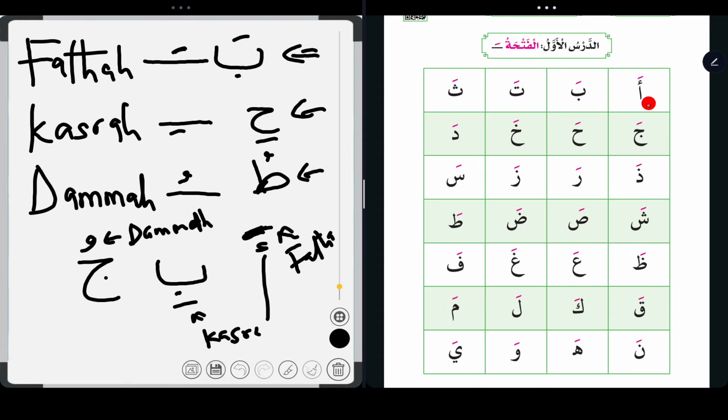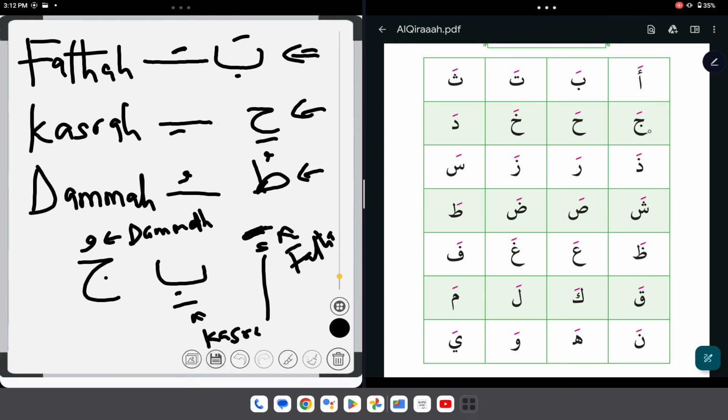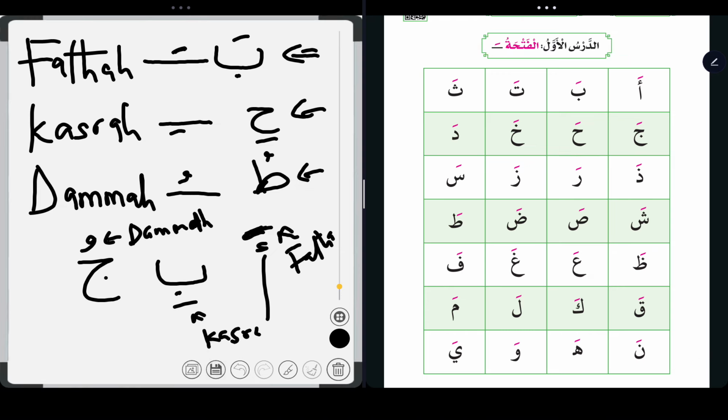So we have a, ba, ta, tha, ja. The name of the letter is jim, but the sound when it carries Fatha is ja. That is why I said there is a difference between the name of a letter and the sound of a letter. The sound of a letter comes when it is carrying a vowel, Fatha, Kasra, Dhamma, or Sukun, and so on. So the name of this letter is jim, but the sound when it is carrying Fatha is what?